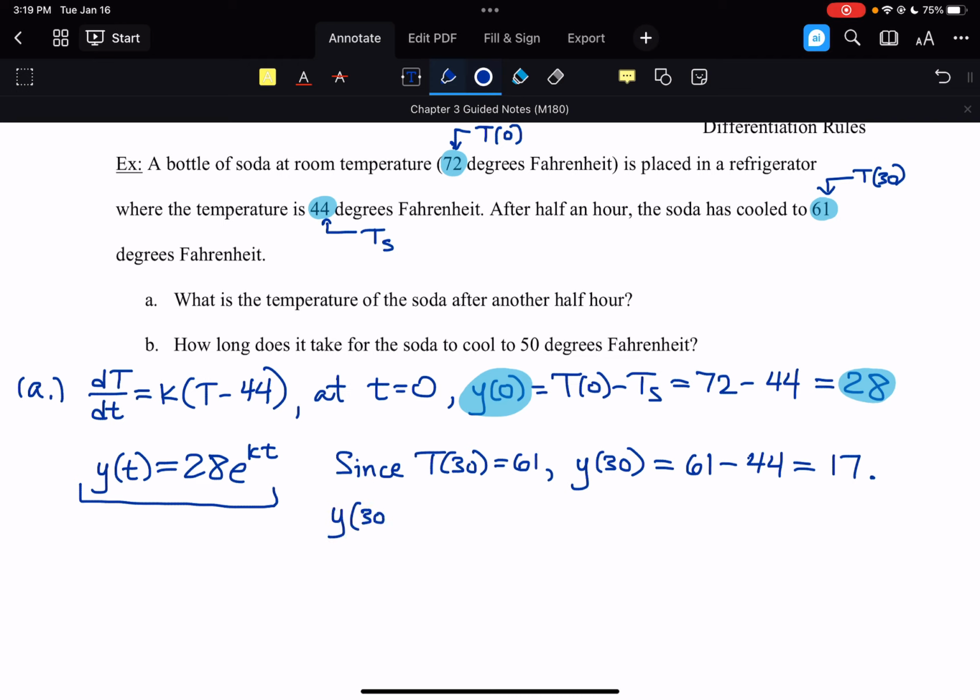So we'll have y of 30 is 28 e to the 30k equals 17. If we solve this for k, we get ln of 17 over 28, all over 30, which is approximately negative 0.01663.